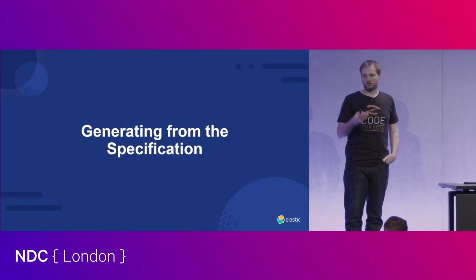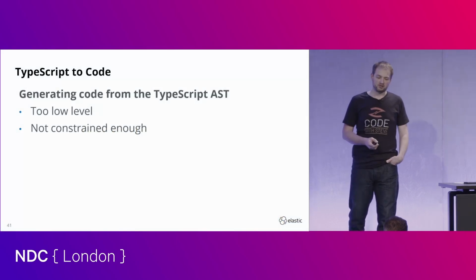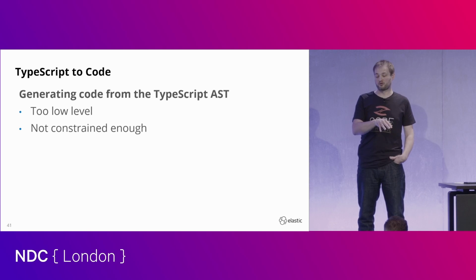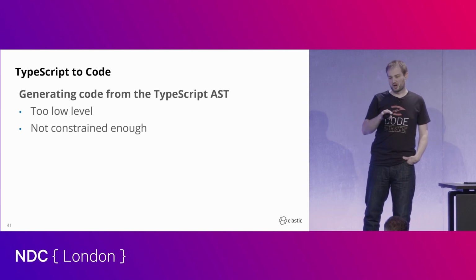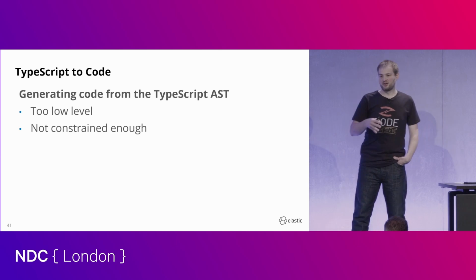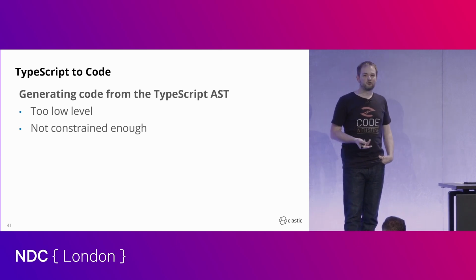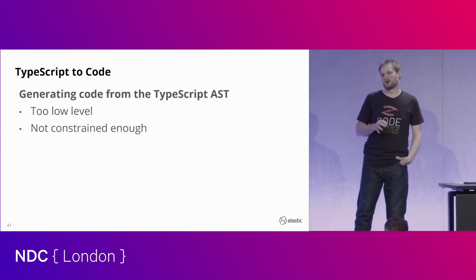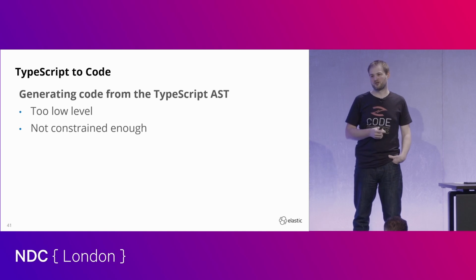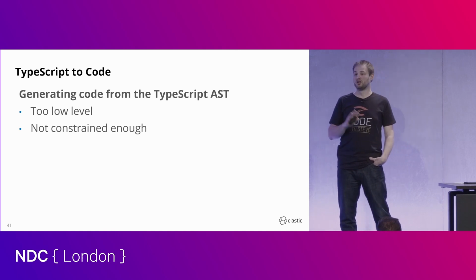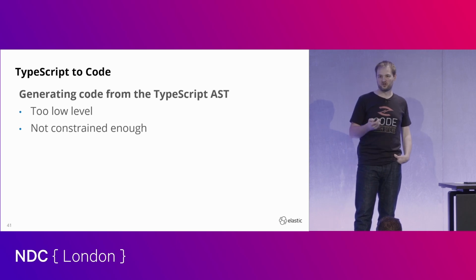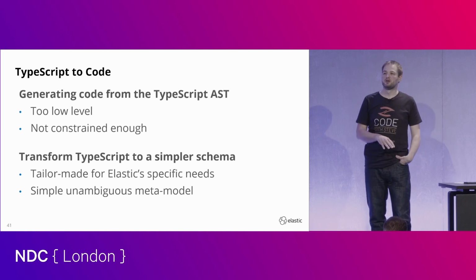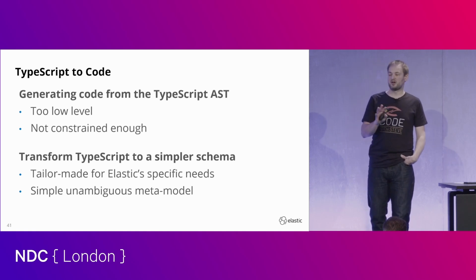Then we need to generate the spec. We've got the TypeScript model, but how do we create the spec? Now, in theory, we could generate the C# code from the TypeScript by using the TypeScript APIs to access their abstract syntax tree and then generate our code. Ultimately, that's quite low level, and the main problem is it's not fully constrained. Different language clients and different authors of those generators might infer different things from the syntax tree in a different way, and that's not ideal if you're trying to generate consistent clients. So we decided what we would do is transform that TypeScript to a simpler specification, tailor-made for our needs and unambiguous.